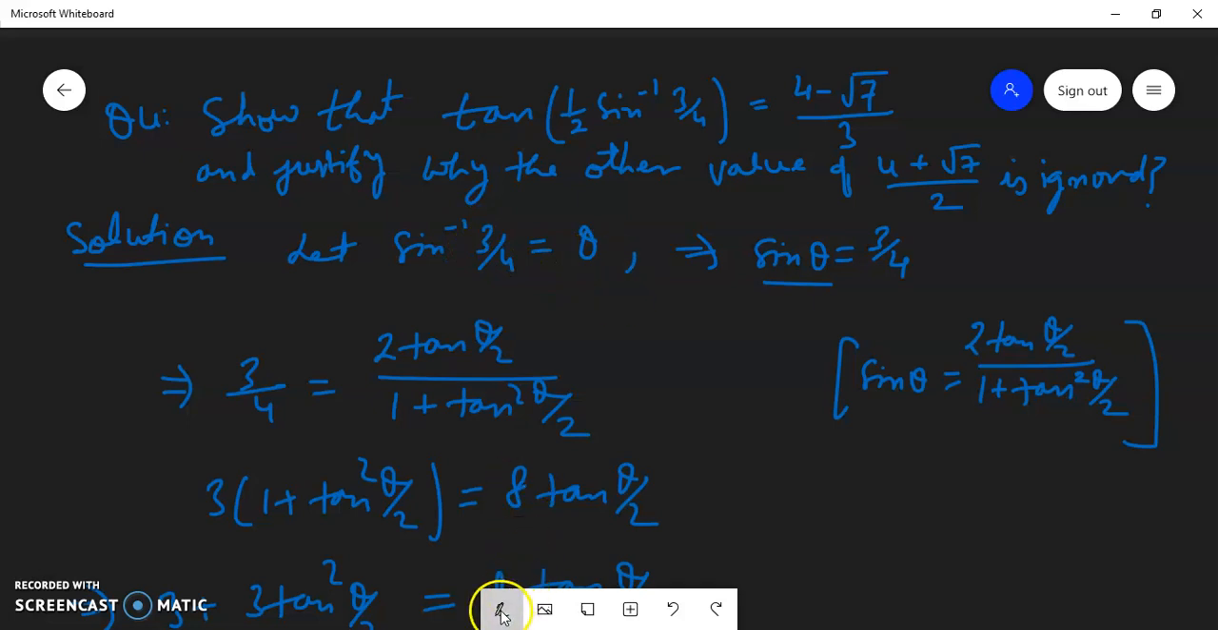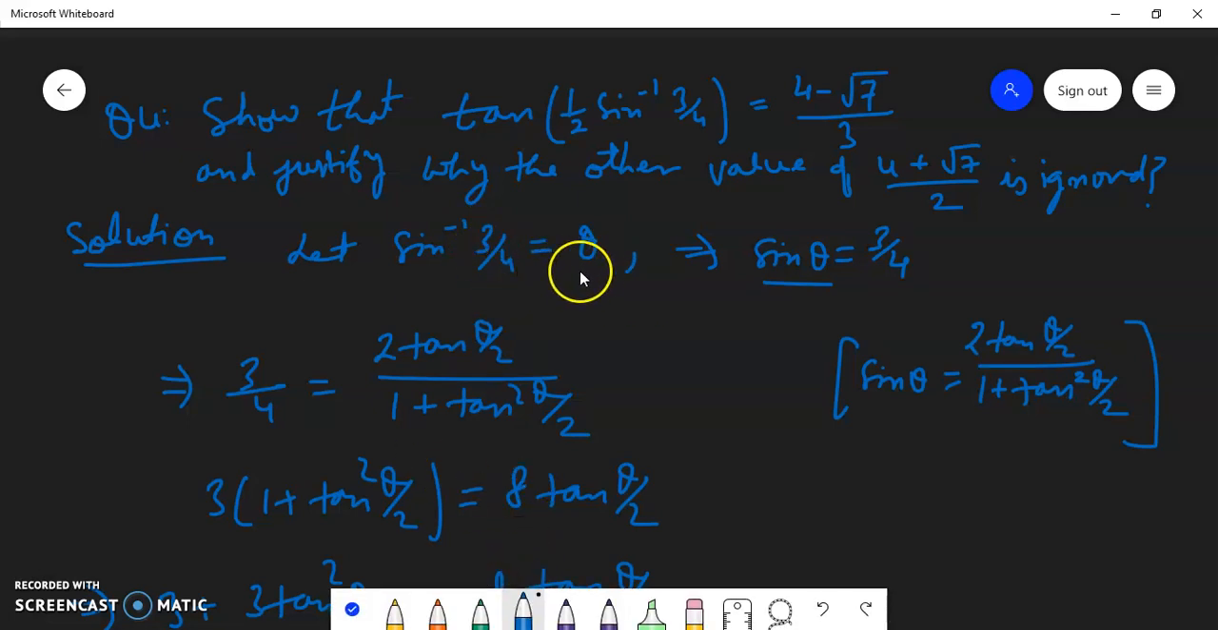What is the range of the sine inverse function? If I write it here, the range of sine inverse is minus pi by 2 to pi by 2. Minus pi by 2 less than or equal to theta less than or equal to pi by 2. Now, since sine is positive, further I can say 0 is less than theta is less than pi by 2. So that we will write down there.